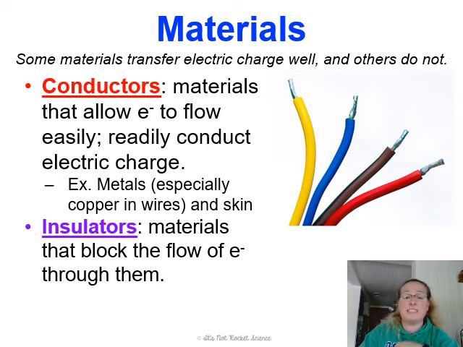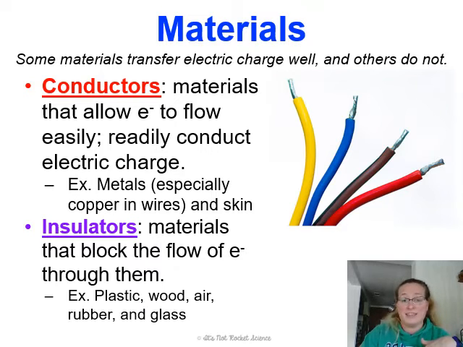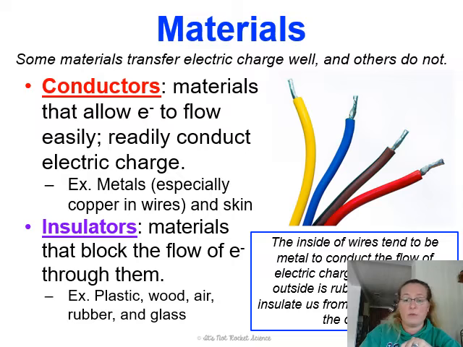On the other hand, we have insulators. When we think of insulation, we think of something like a cooler made out of styrofoam. It keeps our drinks cold. An insulator is a material that blocks the flow of electrons through it, so it is not going to conduct electricity well. Examples are plastic, wood, air, rubber, and glass. All of those things are safe materials to have around electricity. They are not going to conduct electricity well.